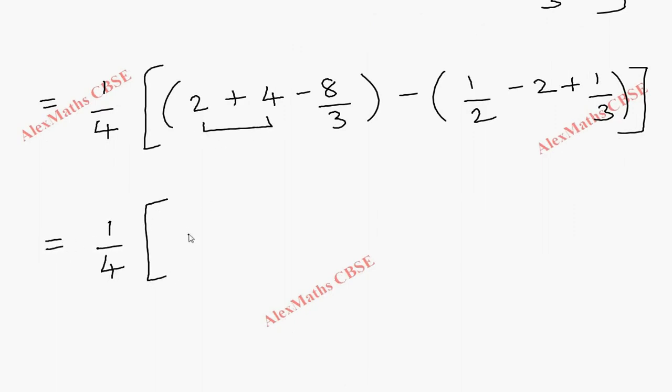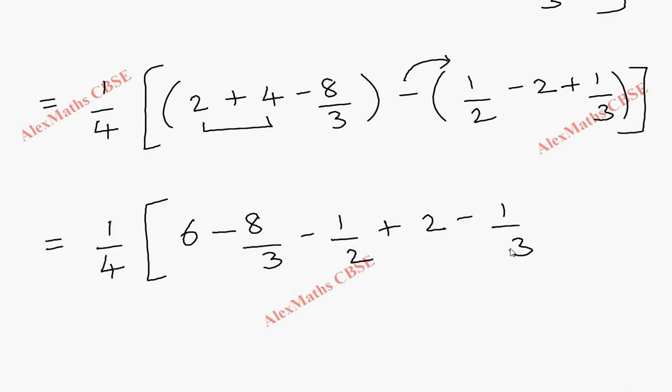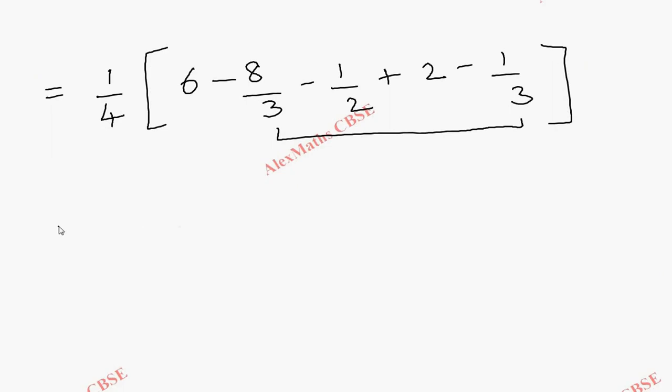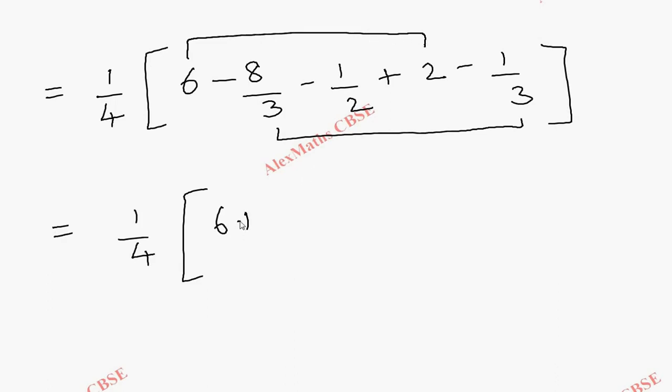Then finally, this is 1 by 4. We can add these terms: 2 plus 4 is 6, minus 8 by 3. Let's take the minus sign for all the terms, so -1 by 2 plus 2 minus 1 by 3. Now we can combine these terms. -8 by 3 minus 1 by 3 is -9 by 3. So 6 plus 2, then we have -1 by 2 in the middle, then we have -8 by 3 minus 1 by 3.